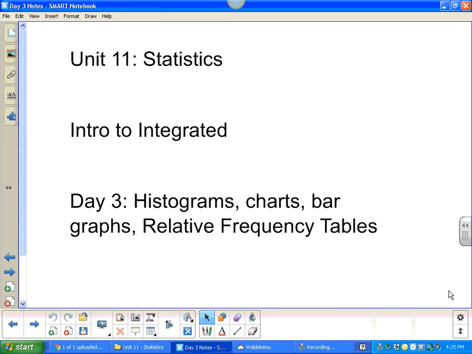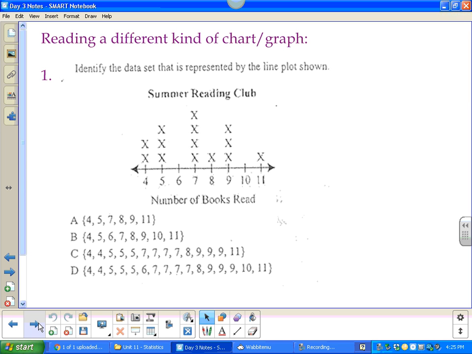So this is day 3 of statistics, and it's about histograms and charts and bar graphs and relative frequency tables. So reading a different kind of chart or graph. It says identify the set that is represented by the line plot shown. Okay, well each X represents a piece of data. So this is a summer reading club, and this is the number of books read.